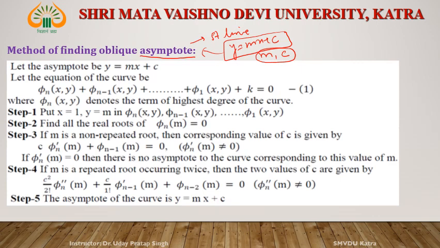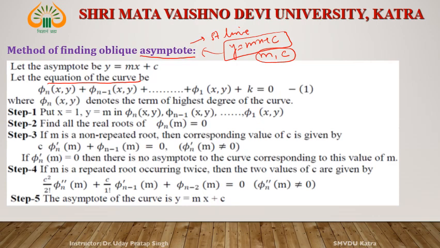What is the method of finding m and c? Let us see. For any equation of a curve, we have to arrange it as follows: phi n of xy, phi n minus 1 of xy, and so on, phi 1 of xy, plus constant term k, is equal to 0, right?